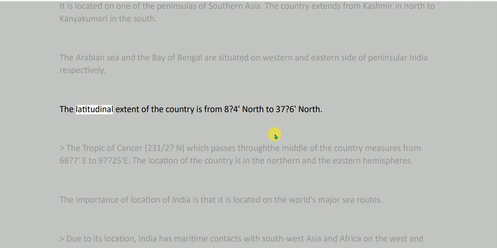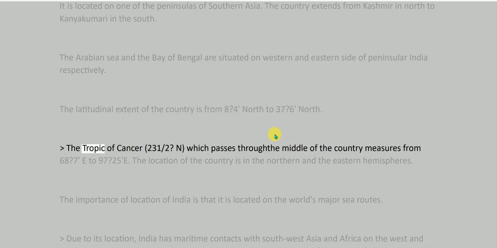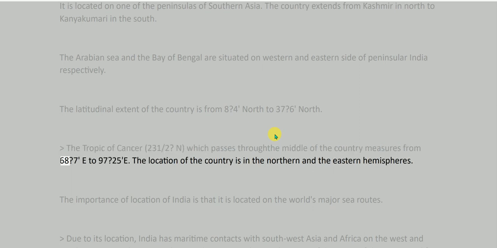The latitudinal extent of the country is from 8.4 north to 37.6 north. The Tropic of Cancer, 23.5 N, passes through the middle of the country. The longitudinal extent is from 68.7 E to 97.25 E. The location of the country is in the northern and the eastern hemispheres.